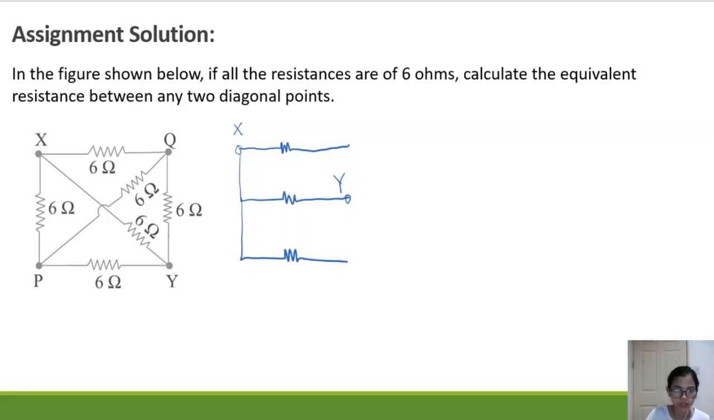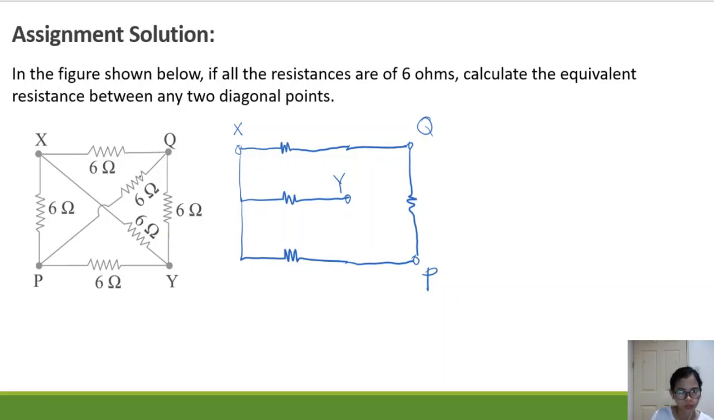Okay, I'm going to extend P and Q so that I can draw a resistor between them. This is the resistor in between the two nodes. This is node Q, and this is node P. Then there is a resistor there. And then from node Q, there is also a resistor towards node Y.